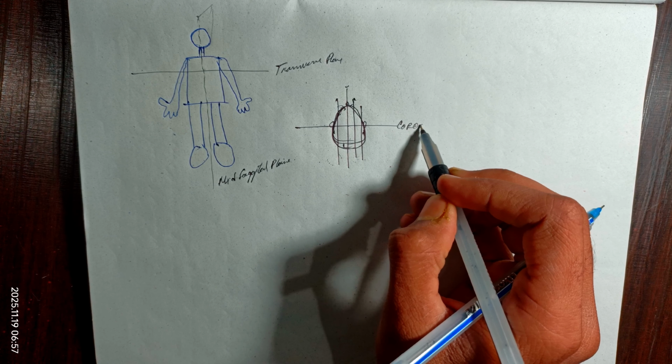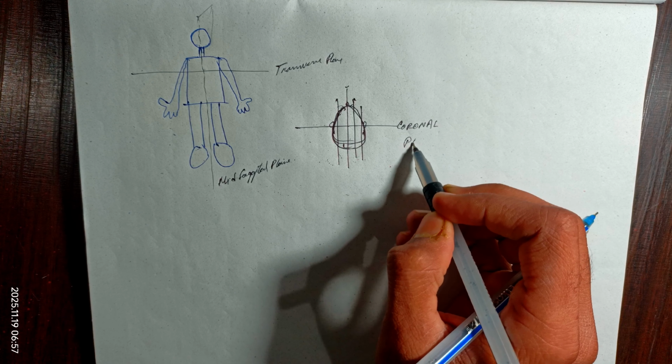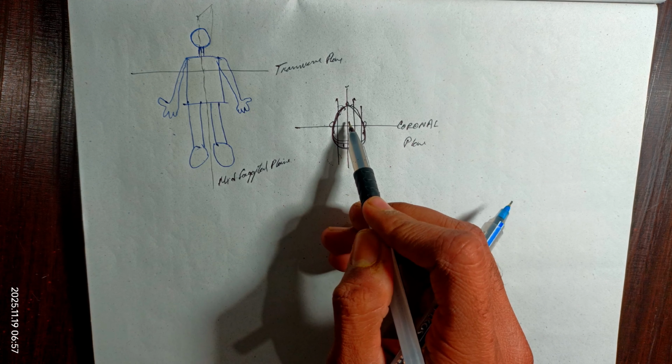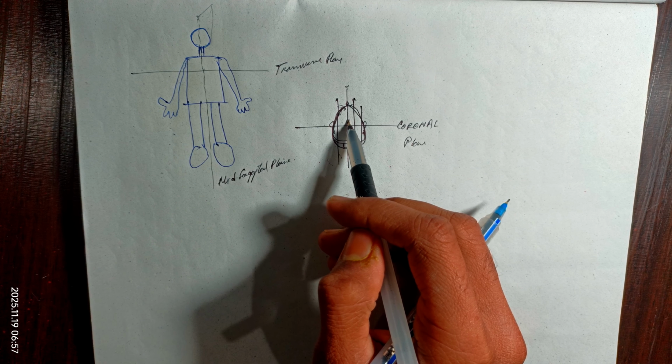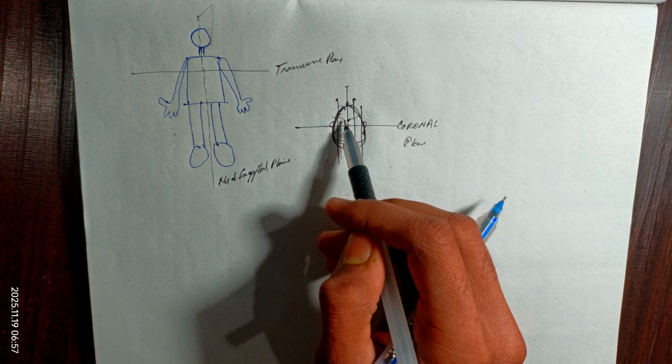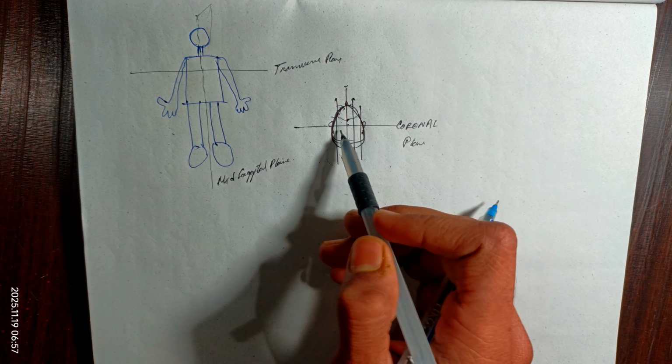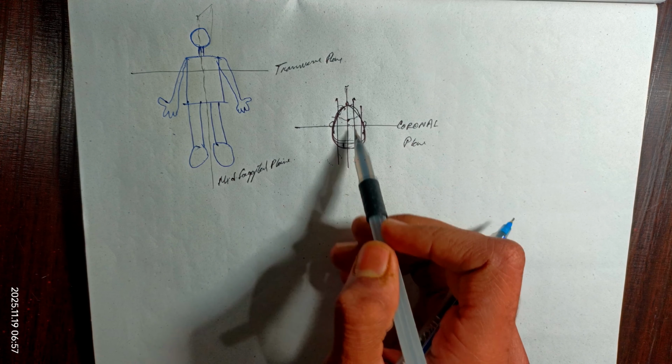This is coronal plane. Since the coronal suture is present right here, like this. This is known as coronal suture. So this is the coronal plane. This is the sagittal plane.